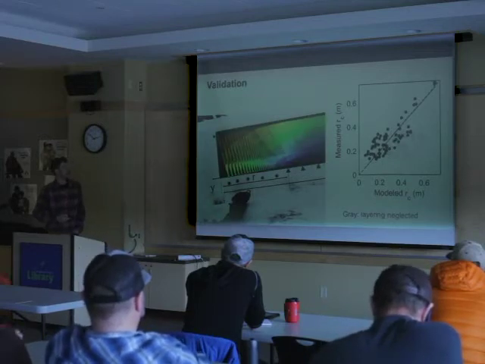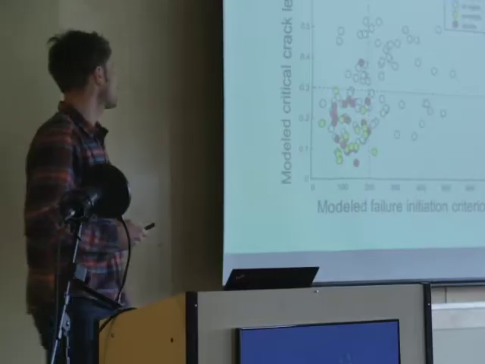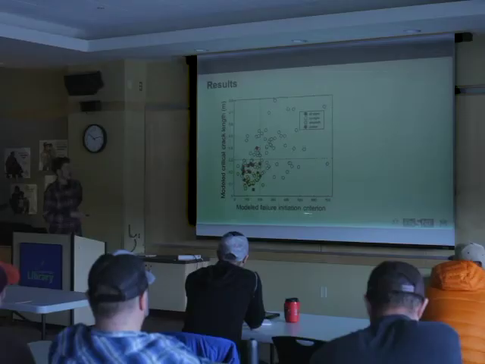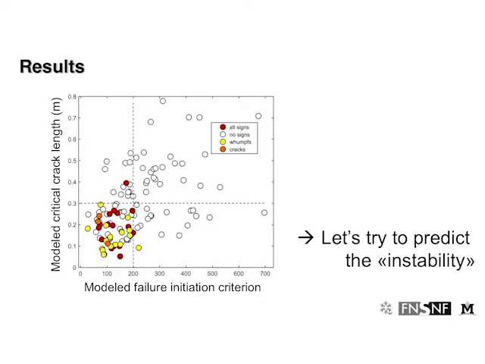Okay, so now we got two criteria. We got one criterion for initiation, one criterion for propagation. So let's look what we can do in terms of validation. Down here I put the failure initiation criteria, and here I put the critical crack length, both modeled from field data measured with a snow micropen.